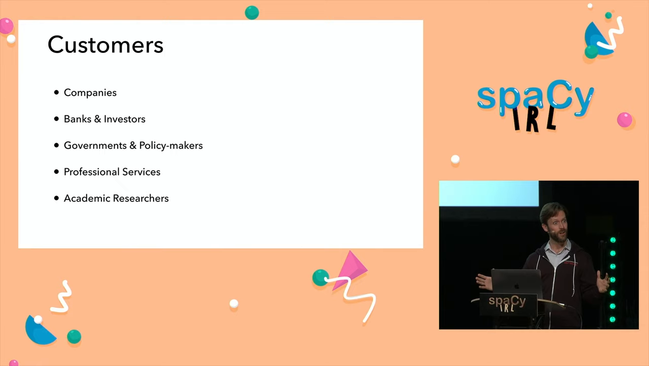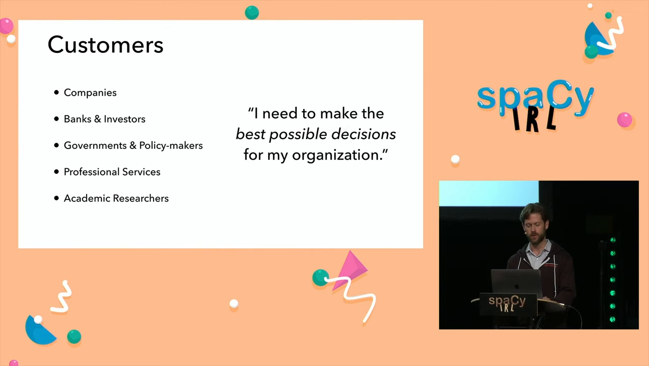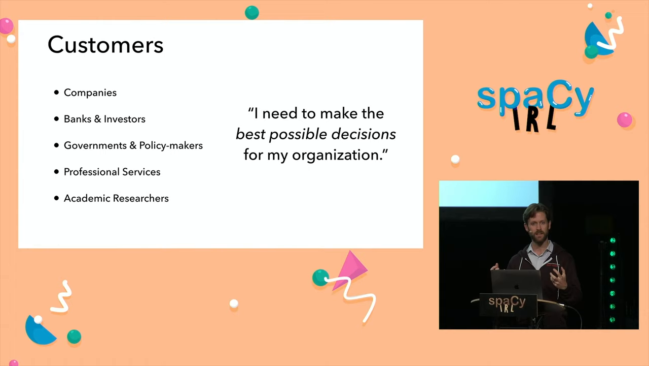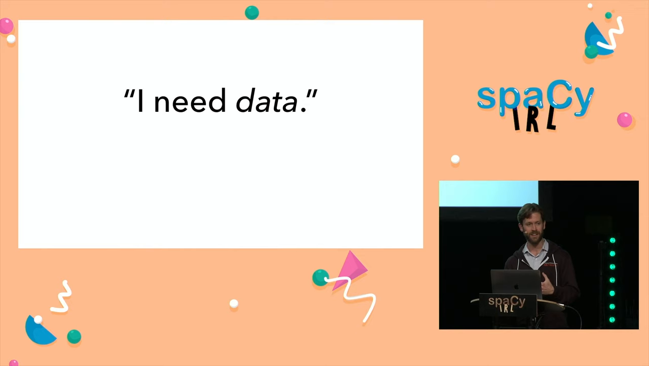And all of these customers have one thing in common, one problem that they're trying to solve, which is that they need to make the best possible decisions for the future of their organizations. And these are some of the largest institutions in the world. So the decisions that are being made in these organizations are a really big deal. So we can rephrase that question, I need to make better decisions, as I need data. And this is where S&P can help.